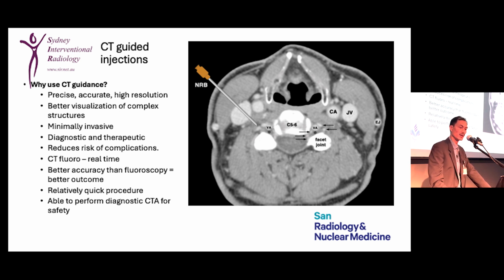The other great advantage is that we can perform a diagnostic CT with contrast. So if we get a challenging case, for example, if you need a C1, C2 facet joint injection, which is a little bit risky from our perspective because of the vertebral artery, we can perform a CT angiogram first whilst the patient is on the table just before they get the injection.